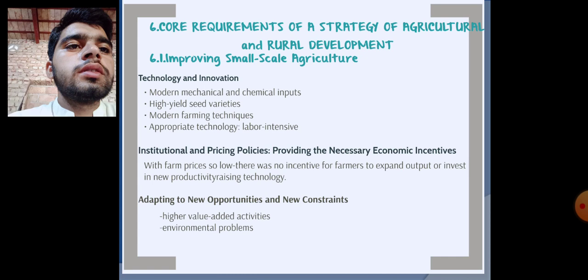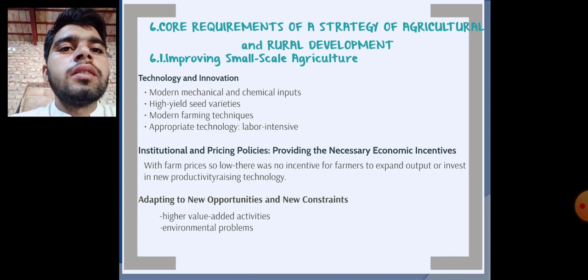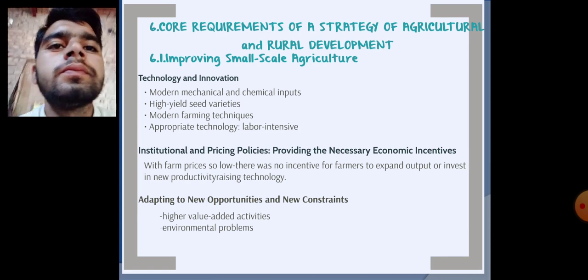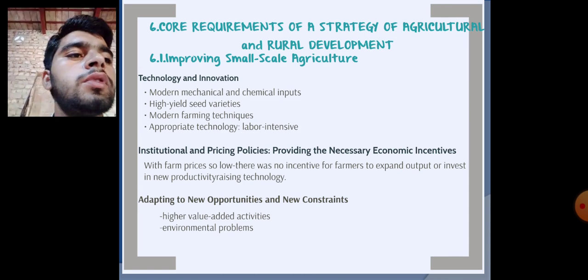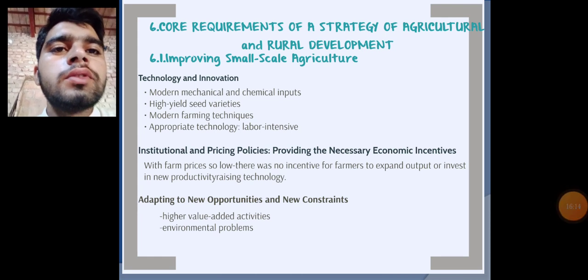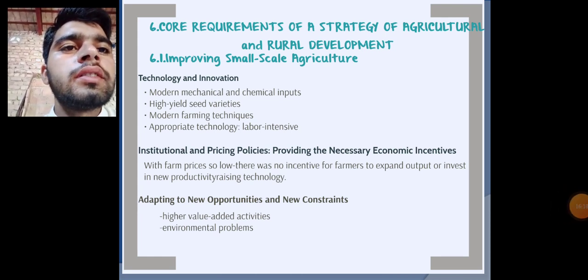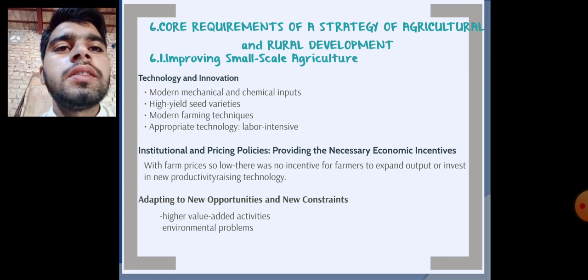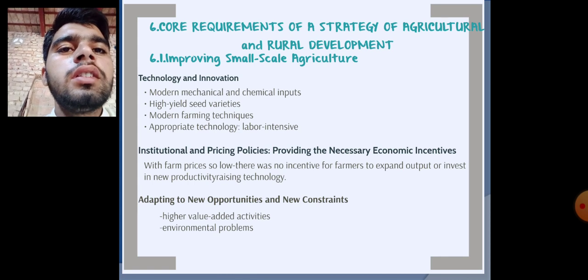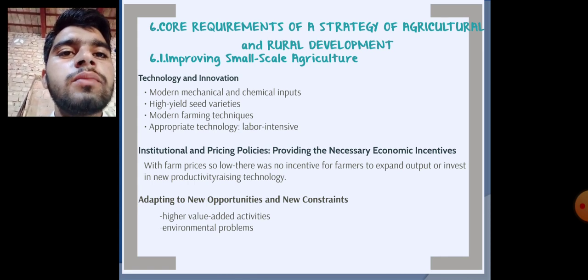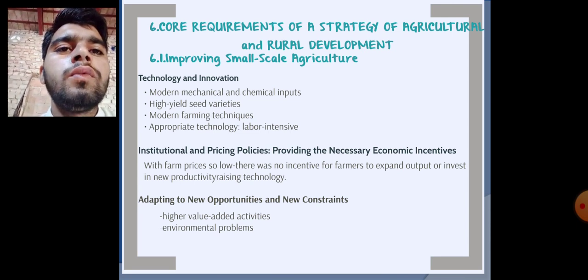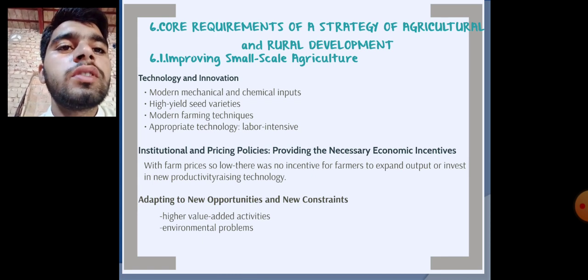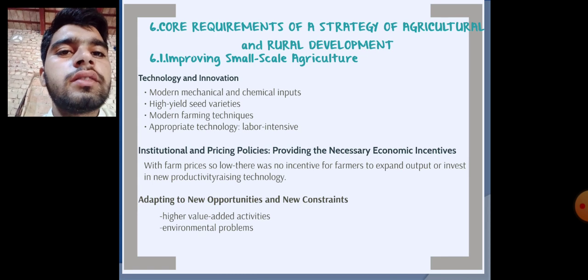Core requirements of a strategy of agricultural and rural development: improving small scale agriculture, technology and innovation, modern mechanical and chemical inputs, high yield seed varieties, modern farming techniques, appropriate technology, labor intensive. It means we have modern technology, and with modern technology and modern farming techniques we can produce a lot.